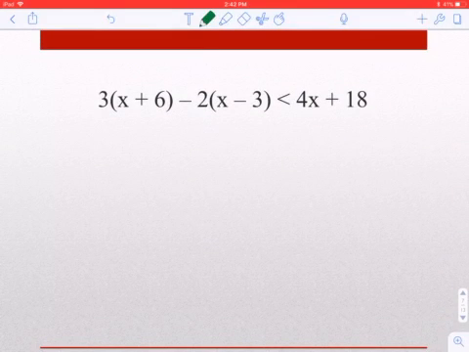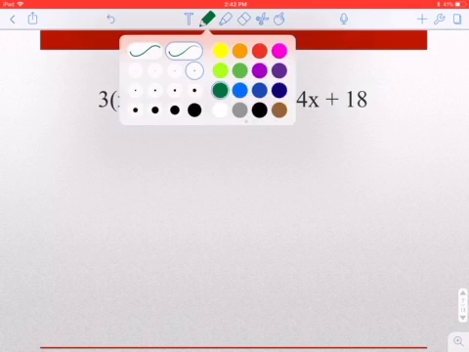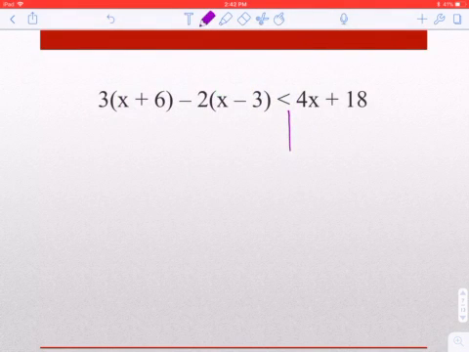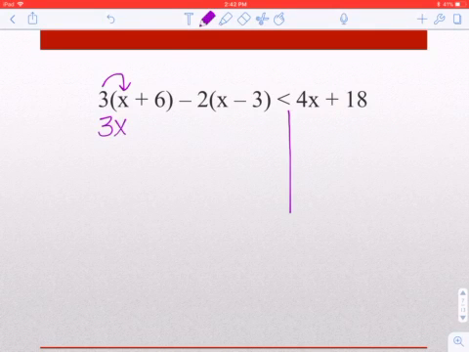All right, now we're getting into our multi-step inequalities. This is the exact same as multi-step equations, so if you're a little rusty on this, go back and watch the multi-step equations video. Your first step is to get rid of your parentheses, and to do that, you're going to distribute. So on the left, 3 times x is 3x. 3 times 6 is 18.